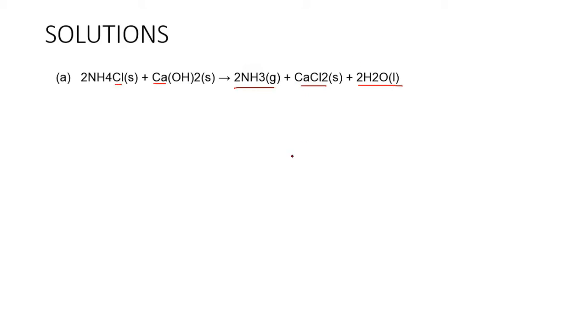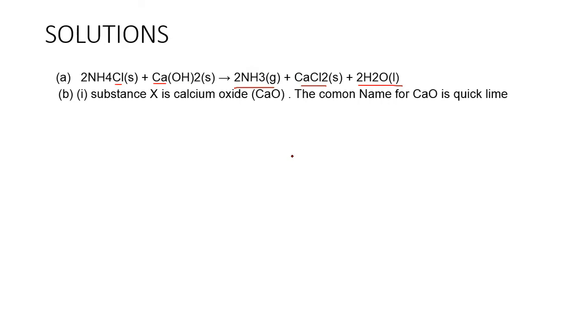For the second one, substance X is calcium oxide, and its common name is quicklime. We also have what we call slaked lime, which I think is calcium hydroxide, while quicklime is calcium oxide. Then the other reason: quicklime is used as a drying agent, which has already been explained.